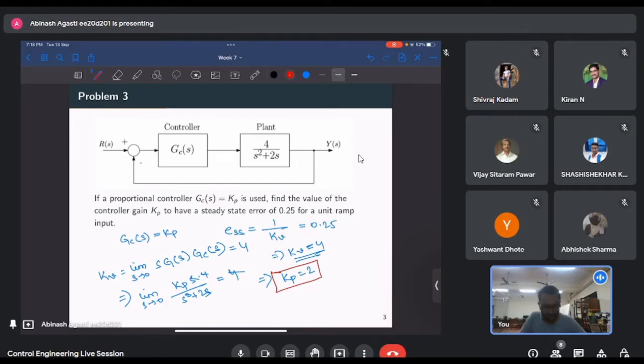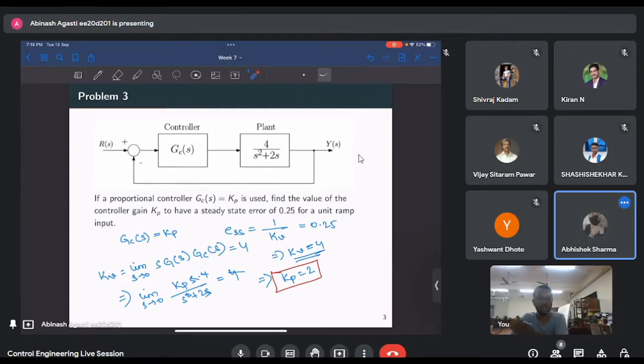Okay, so is it clear? Sir, here can our limit s tends to 0 of Kp, s into 4 by s square plus 2s? GC is Kp, s is here, and G is 4 by s square plus 2s. This s is here because this is the velocity error constant. Yes.